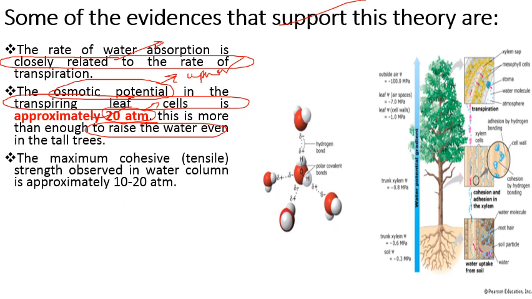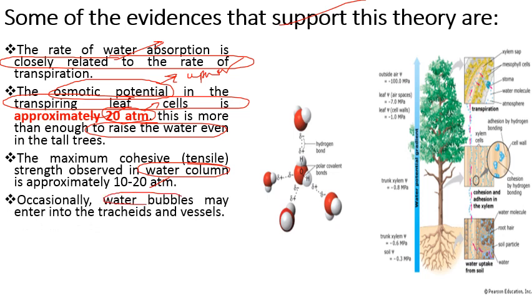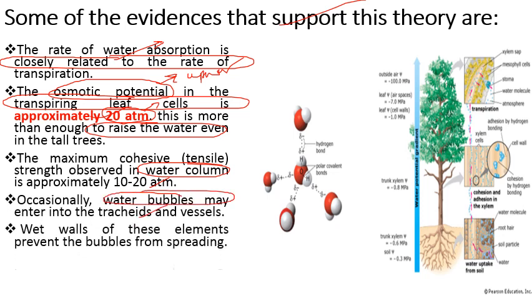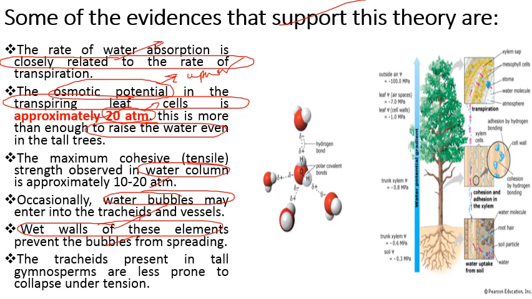The maximum cohesive tensile strength observed in the water column is approximately 10 to 20 atmospheres. Occasionally, air bubbles may enter into the tracheids and vessels, and these are removed by wet walls. So the walls of xylem vessels and tracheids are wet, and these wet walls prevent this bubble formation. The tracheids present in tall gymnosperms are less prone to collapse under the tension. So jo tracheids hote hain unka size chota hota hai, and their walls are thick, isliye inke collapse hone ke chances kam hote hain. Aur gymnosperms mein mainly yahi major role play karte hain water absorption, water transportation mein, because vessels are absent in case of gymnosperms. Vessels are present in angiosperms, that's why they are known as angiosperms.